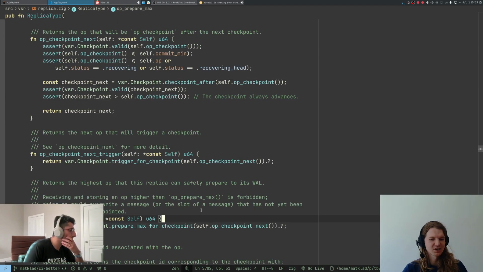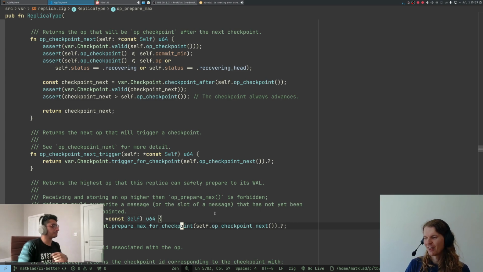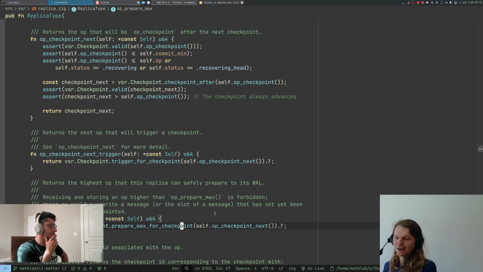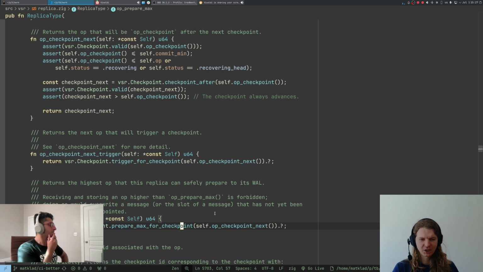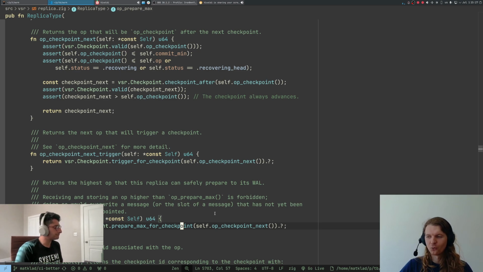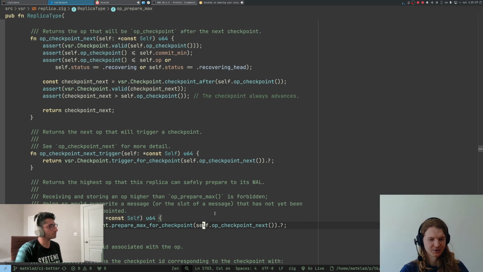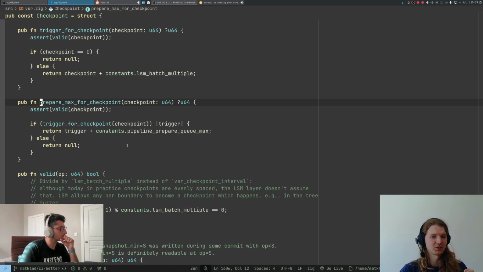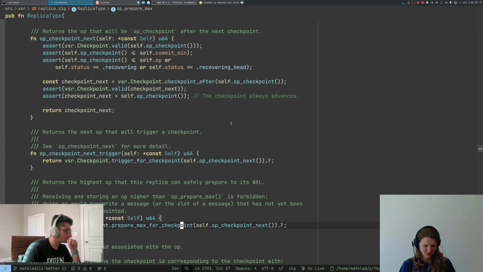Op prepare max is slightly confusing because we compute it for the next checkpoint. The way I like to think about op prepare max is what op I'm allowed to prepare for the current checkpoint. But in the implementation, we actually say, what is the op for the next checkpoint? So that's why we pass op checkpoint next here, and internally this basically just adds the pipeline prepare queue max.